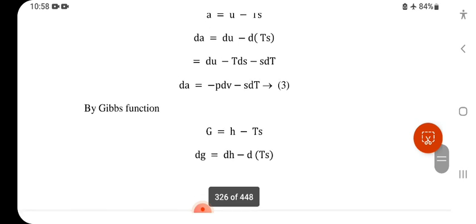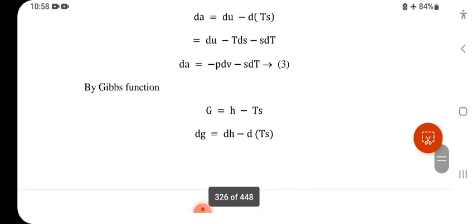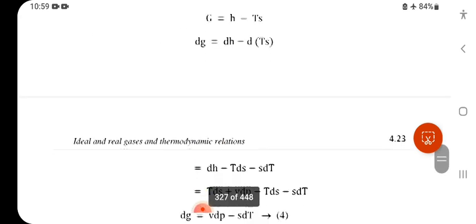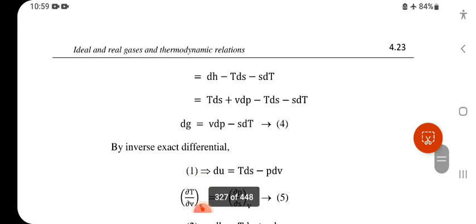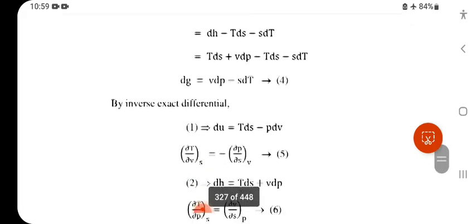For moving to the fourth equation, by the Gibbs function G is equal to H minus TS, dG equal to dH minus d(TS). Therefore, dH minus TdS minus SdT. Rearranging the parameters, dH is TdS plus VdP, minus TdS minus SdT. We cancel the TdS terms, and the equation becomes dG equal to VdP minus SdT.